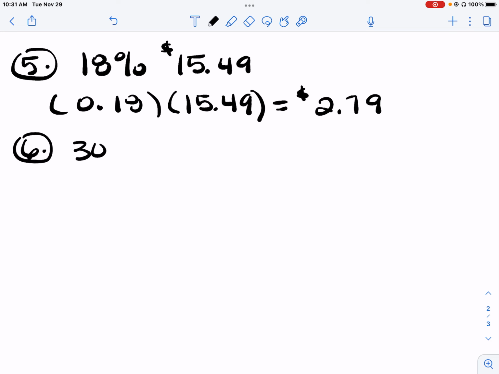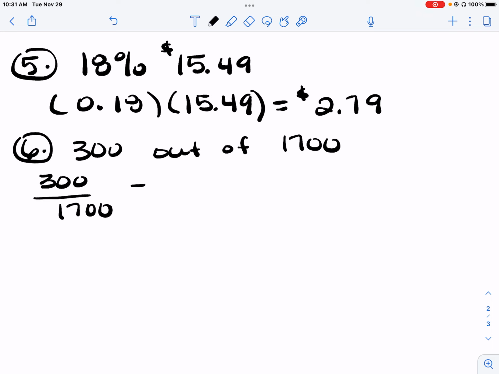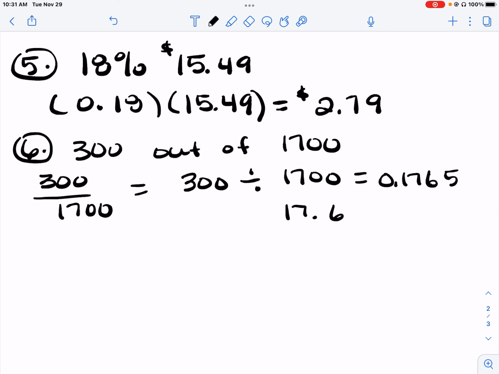Okay, number 6, $300 taken out of $1,700. You divide. Okay, and that's 0.1765, which is 17.65%.